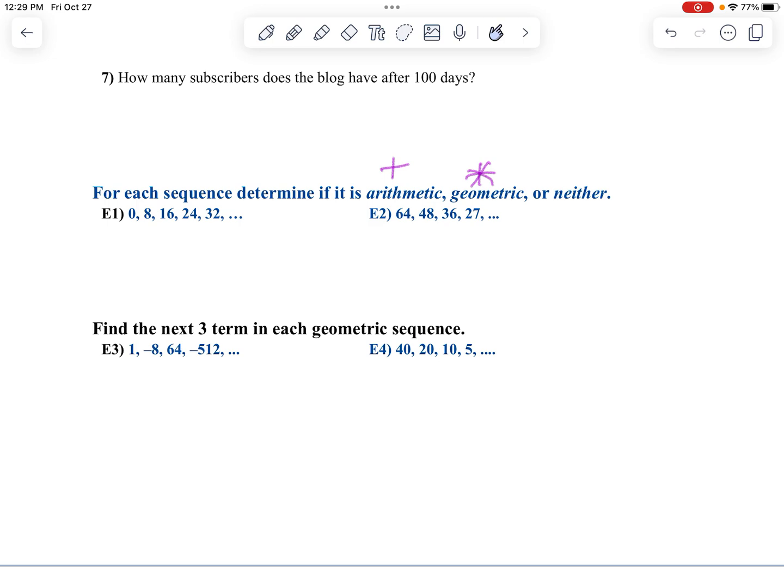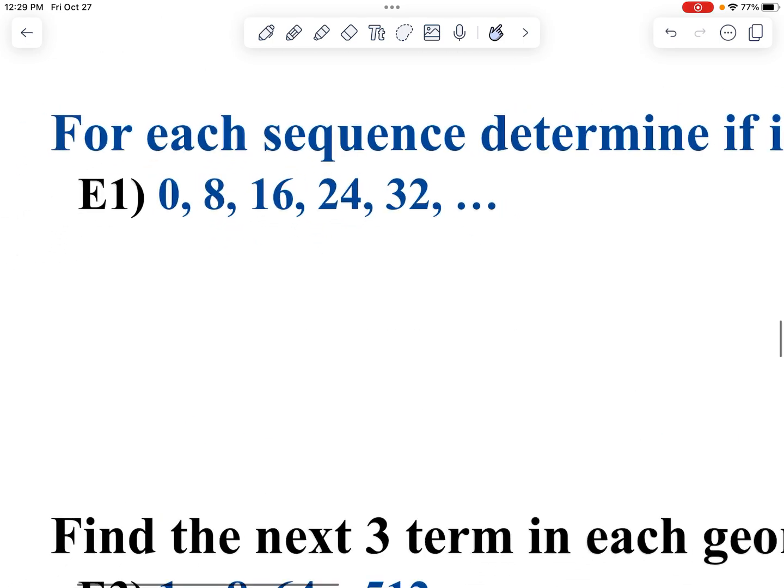Now, when I take a look at example 1, the first thing I notice is it's probably not geometric because I can't multiply 0 by anything and get 8. But notice if I go 0 plus 8, that will give me my next term.